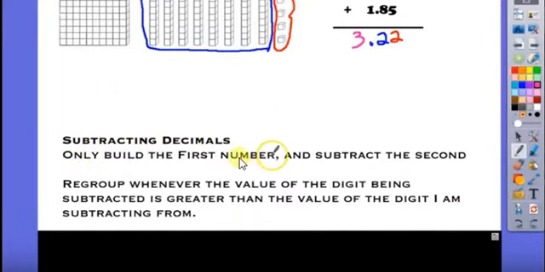So let us now discuss subtracting decimals. The rules here are: you should only build the first number and subtract the second. Regroup whenever the value of the digit being subtracted is greater than the value of the digit that you are subtracting from.